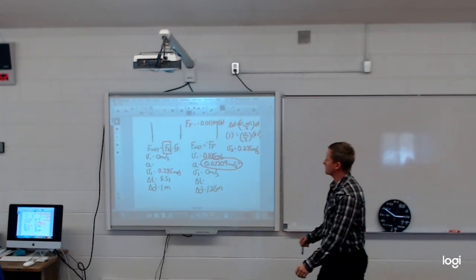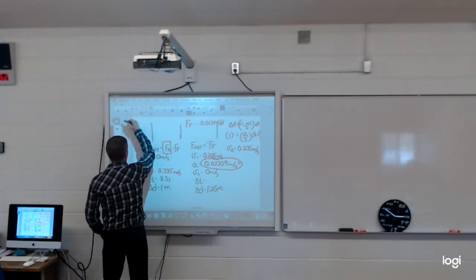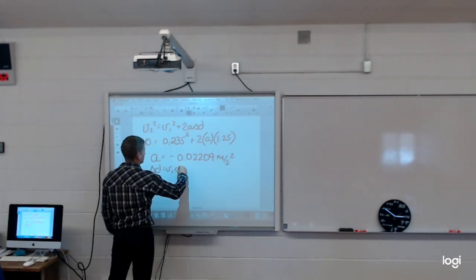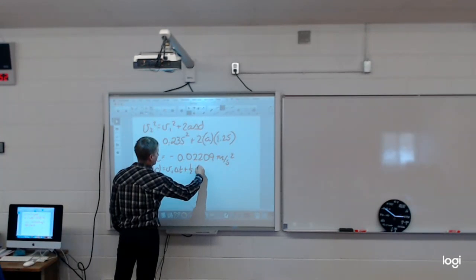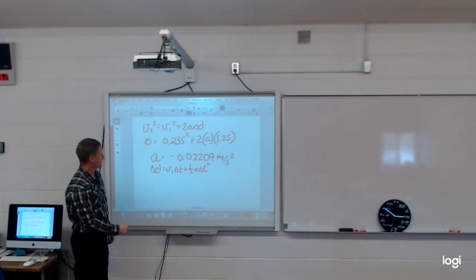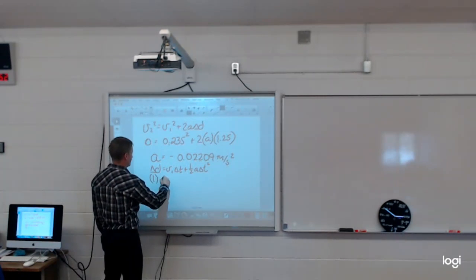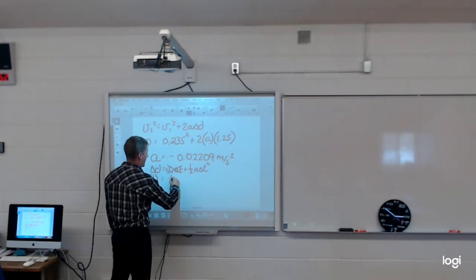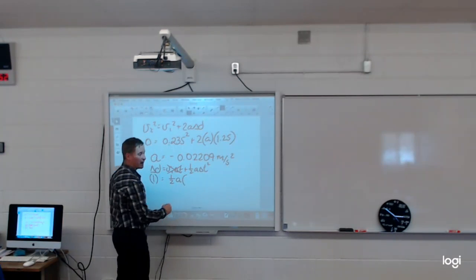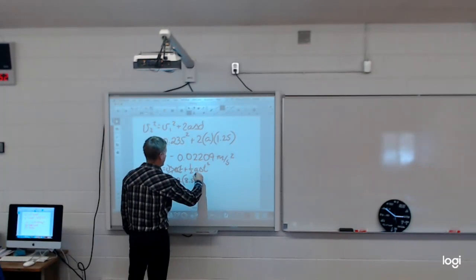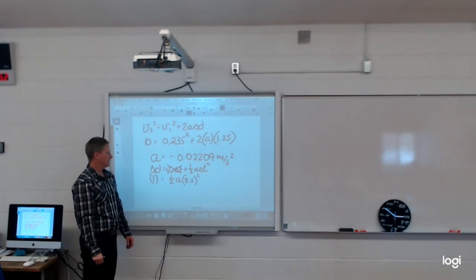Delta D equals, so I'll go across, let me go to a different page here. Delta D equals V1 delta T plus 1/2 A delta T squared, right? Okay, my distance in the first part was 1 meter. This was all 0. I got 1/2 times A, and my time in the first part was 8.5, and I'm going to square it. Okay?